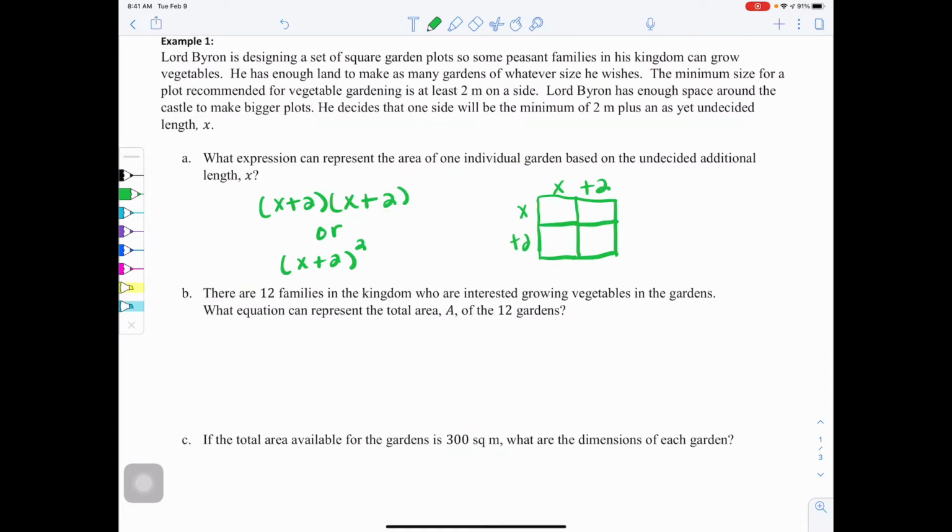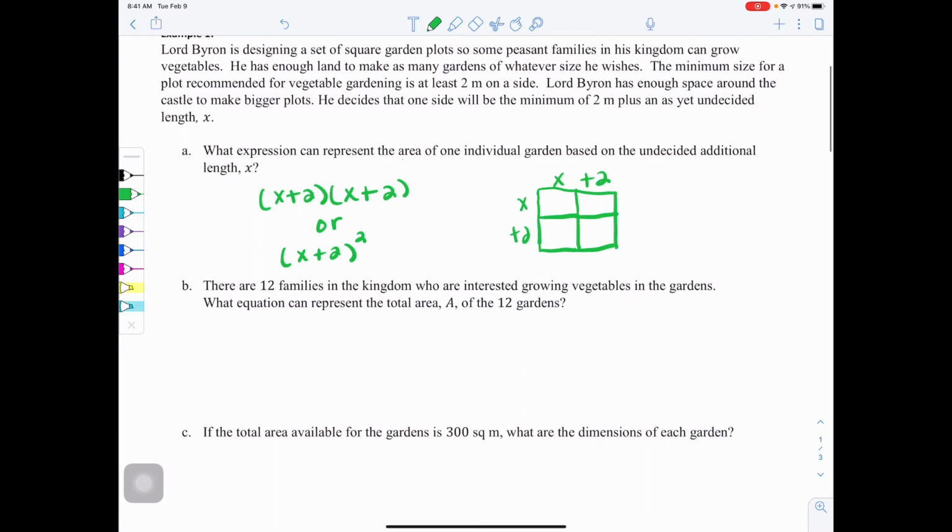All right, in question B, it says there are 12 families in the kingdom who are interested in growing vegetables in the gardens. What equation can represent the total area A of the 12 gardens? Well, question A was the area, remember, of one individual garden. So we know for sure that that's going to be x plus 2 times x plus 2, or x plus 2 squared. But now we have 12 different families, so we need 12 of those. So our area is going to be 12 times that x plus 2 quantity squared, so that 12 people have each one of those area plots.